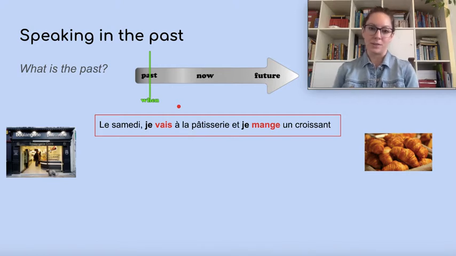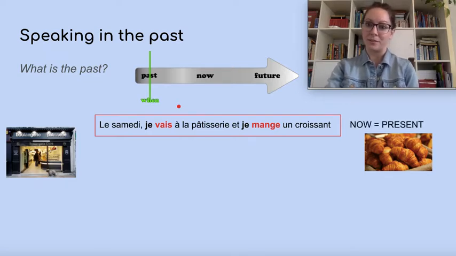Let's take an example as something I like to do on Saturdays. So, le samedi, je vais à la pâtisserie et je mange un croissant. This is something I do every Saturday, so I'm likely to talk about this. When you're thinking of your own examples, you might like to think about something you do often, so you're easily going to be able to construct something using the past. This is in the present. It's something that I do. And for example, it's Saturday now, so yes, I am going to the patisserie. I go to the patisserie on Saturdays, and I eat a croissant.